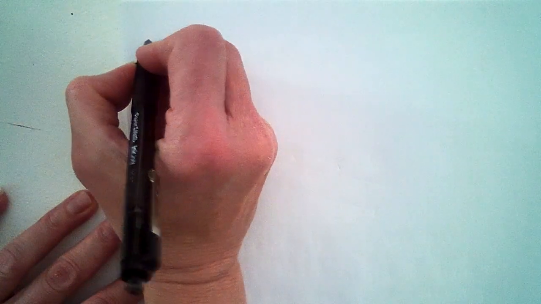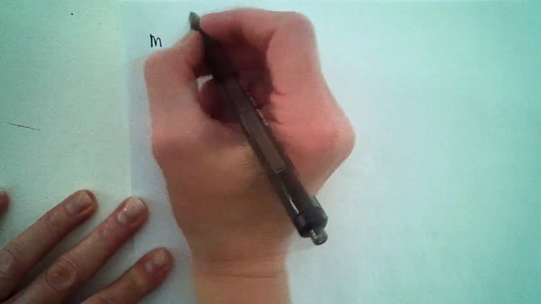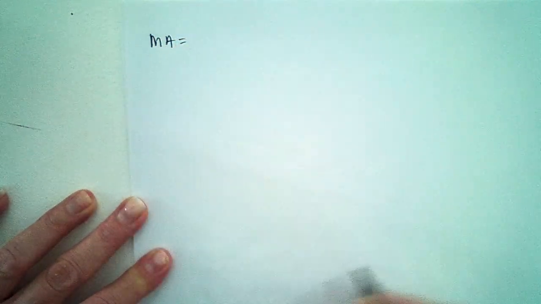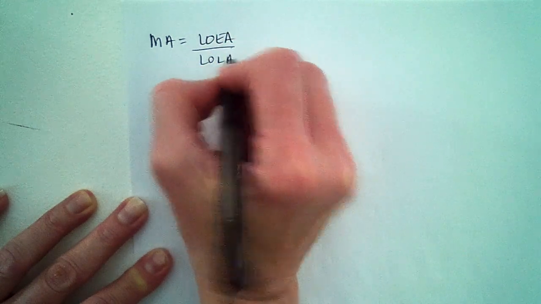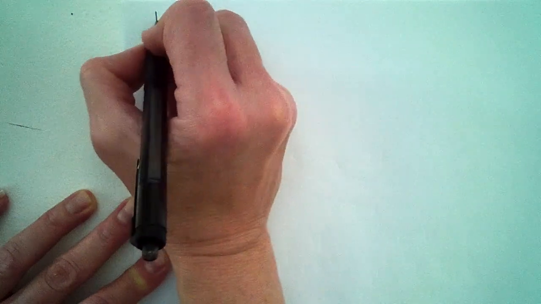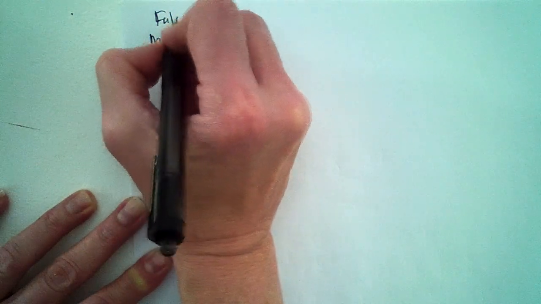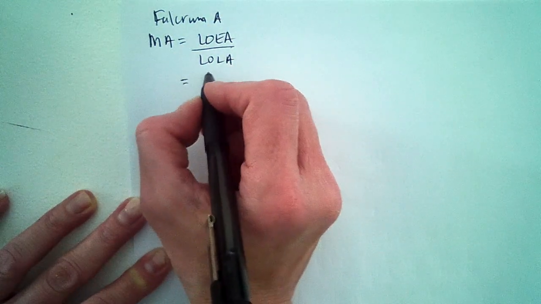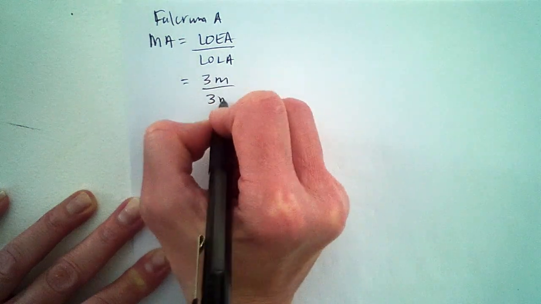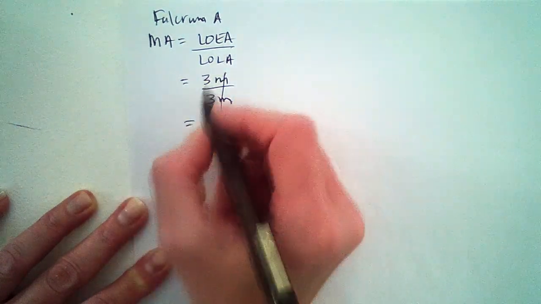So let's start with our formula. Okay. MA equals length of effort arm divided by length of load arm. Okay, and so this is fulcrum A. And here we have 3 meters divided by 3 meters. Those meters cancel out, and so we get a mechanical advantage of 1.